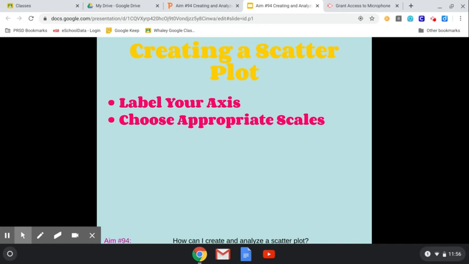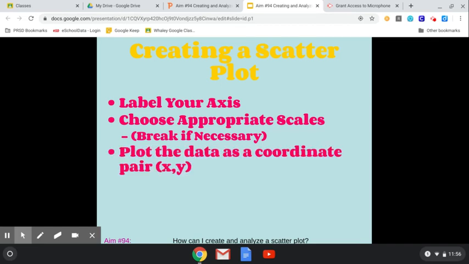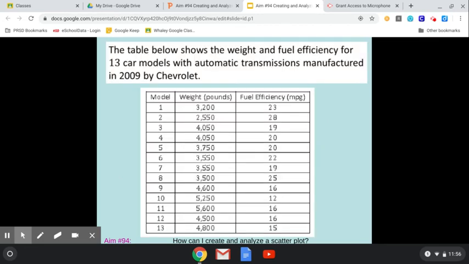Now, after we've chosen an appropriate scale, if we need to put a break in our graph, we'll do that. That's something you've probably done in science. If you've never heard of that, we'll talk about that today. And then once we have our scale and axes set up, we'll go ahead and plot our data as coordinates. And then at the end, if we have some time, we'll make some sort of prediction.